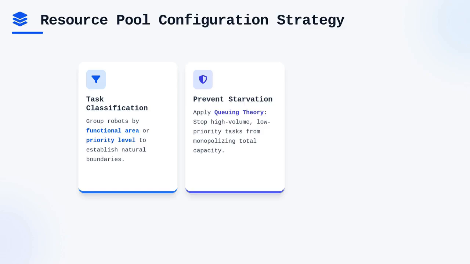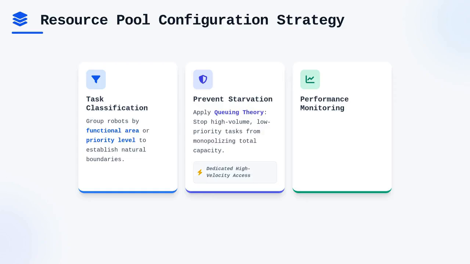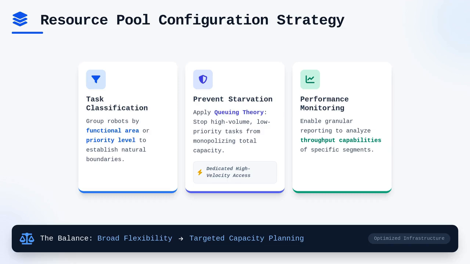Effectively, you are applying queuing theory to your virtual workforce, ensuring that high-priority items are serviced promptly by resources specifically dedicated to those high-velocity tasks. This separation also aids in operational reporting, as you can monitor the performance of specific pools and understand the throughput capabilities of different segments of your infrastructure. Managing these resources effectively requires that you balance the desire for broad, flexible pools against the need for targeted capacity planning for distinct business requirements.